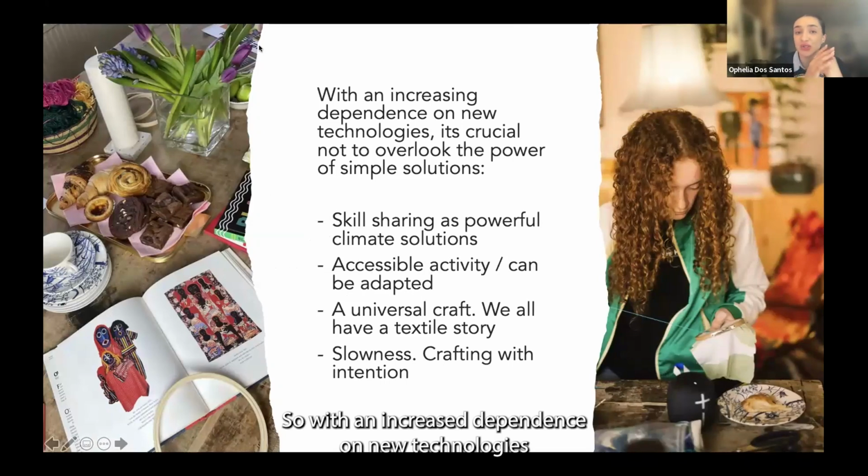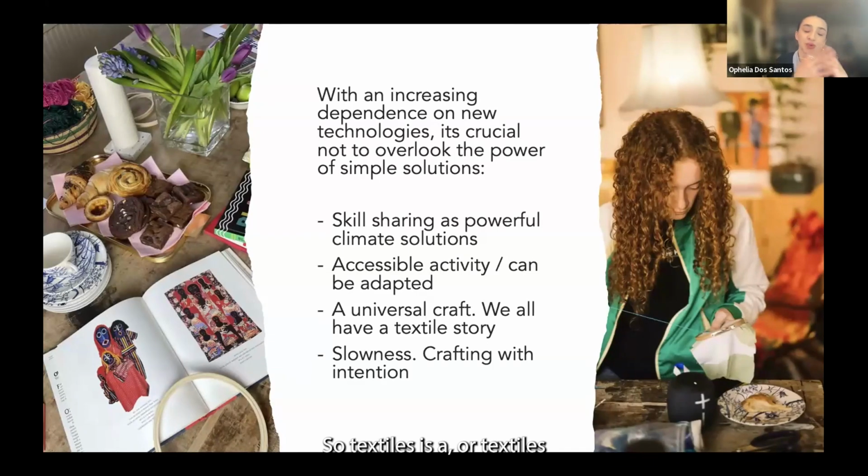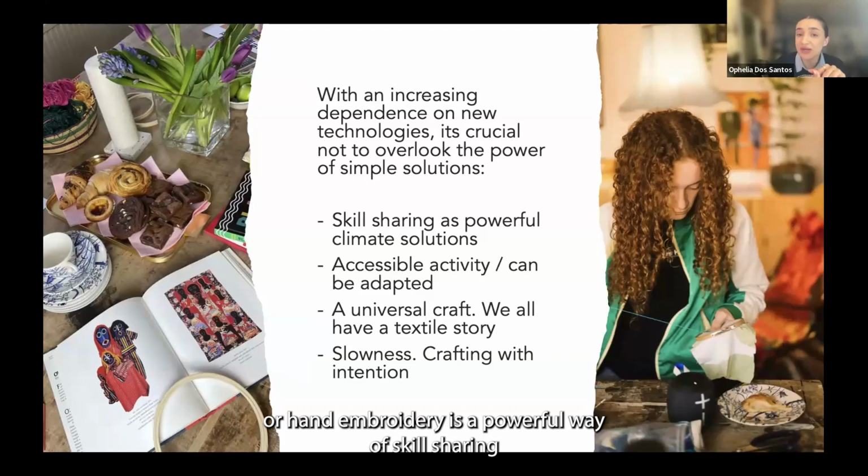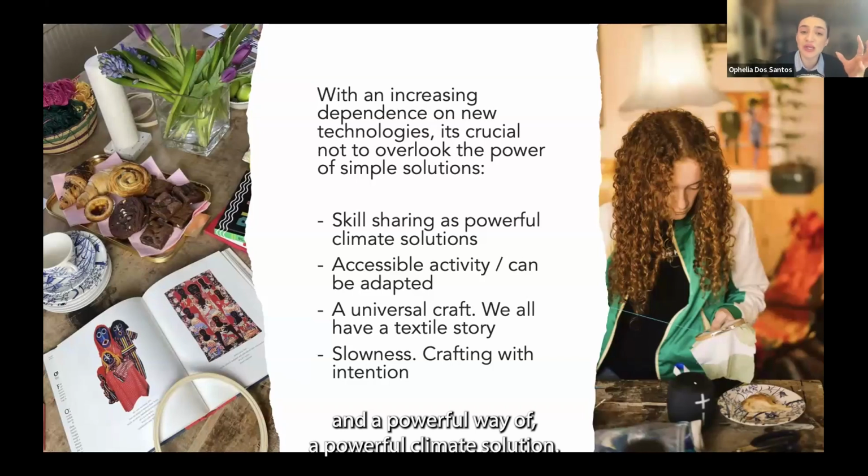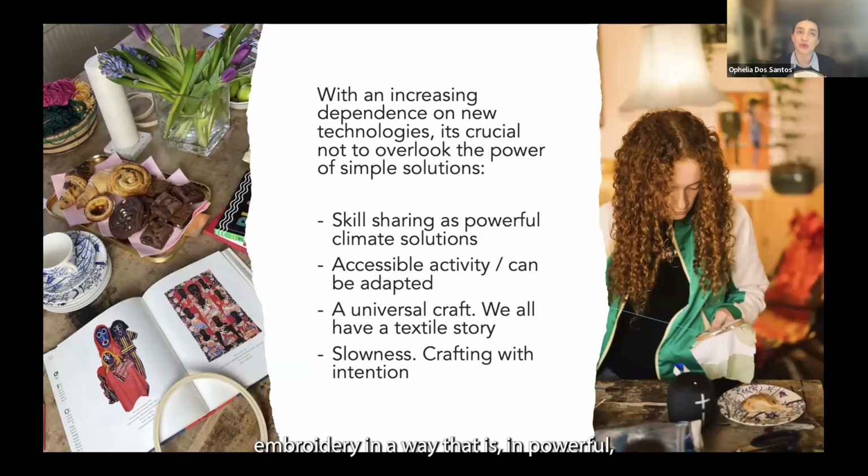With an increased dependence on new technologies, it's crucial not to overlook the power of simple solutions. So hand embroidery is a powerful way of skill sharing and a powerful climate solution. Repairing jeans, for example, or an old top can be a small but impactful, resilient way of climate participation. We don't have to make huge gestures when it comes to climate participation. It can be subtle, reflective and personal. So I like to talk about embroidery in a way that is empowering to people who practice it, whether they're new to the craft or they've been crafting with hand embroidery for years.